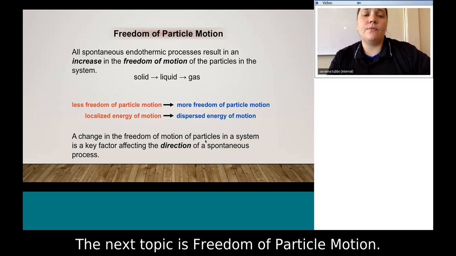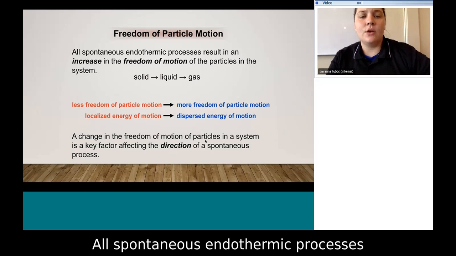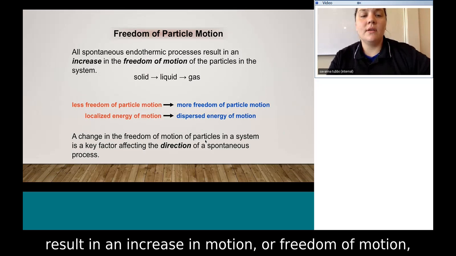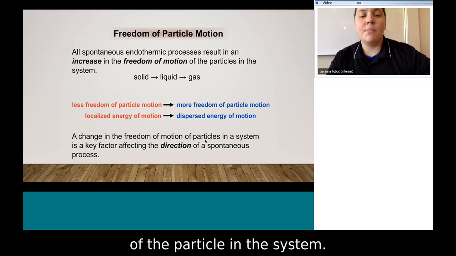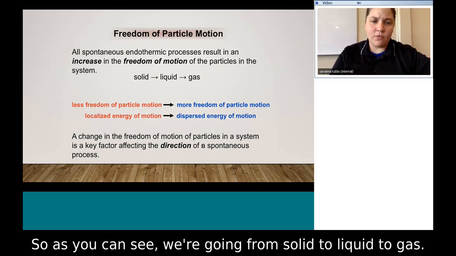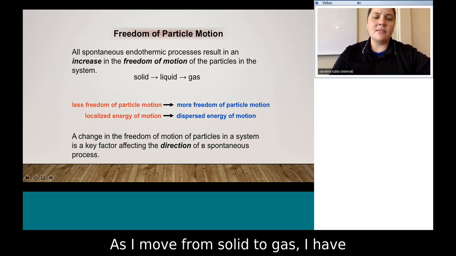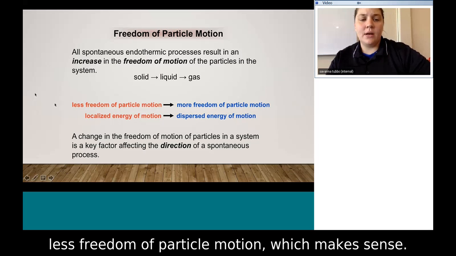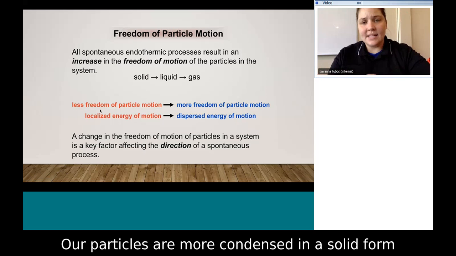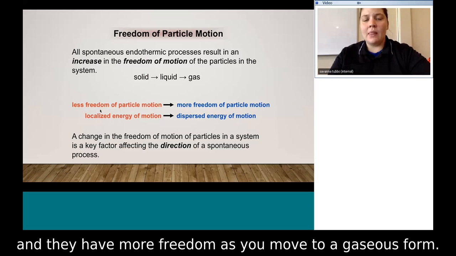The next topic is freedom of particle motion. All spontaneous endothermic processes result in an increase in motion or freedom of motion of the particles in the system. So, as you can see, we're going from solid to liquid to gas. As I move from solid to gas, I have more freedom of particle motion, which makes sense. Our particles are more condensed in a solid form, and they have more freedom as you move to a gaseous form.